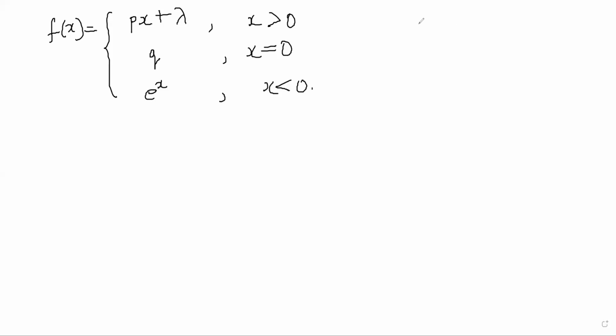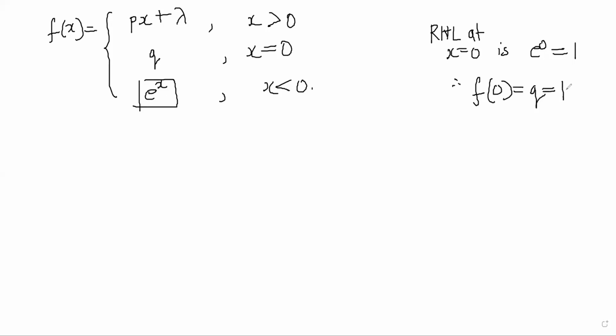Now, continuity ensures that the right-hand limit at x equal to 0 is actually 1. RHL at x equal to 0 is e power 0, which is equal to 1. Therefore, the function value at 0, which is q, is equal to 1, which is equal to lambda.